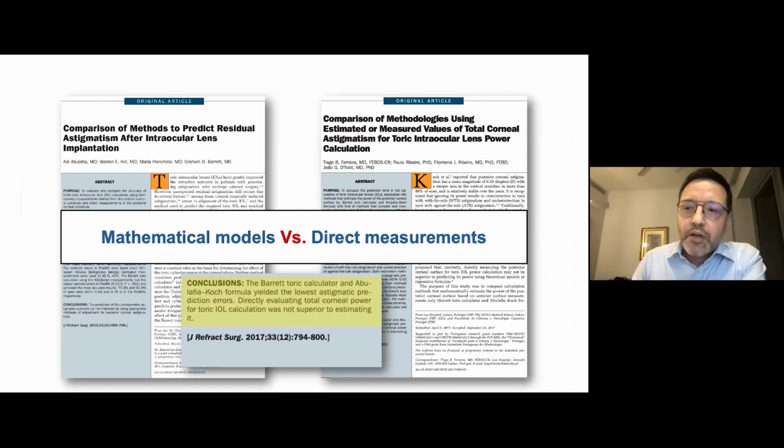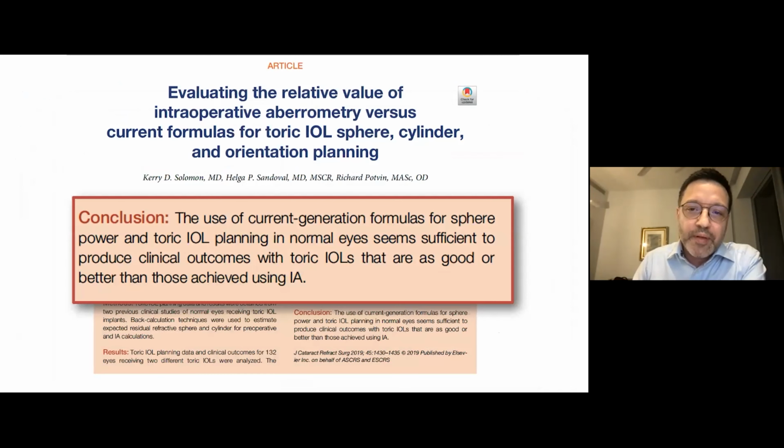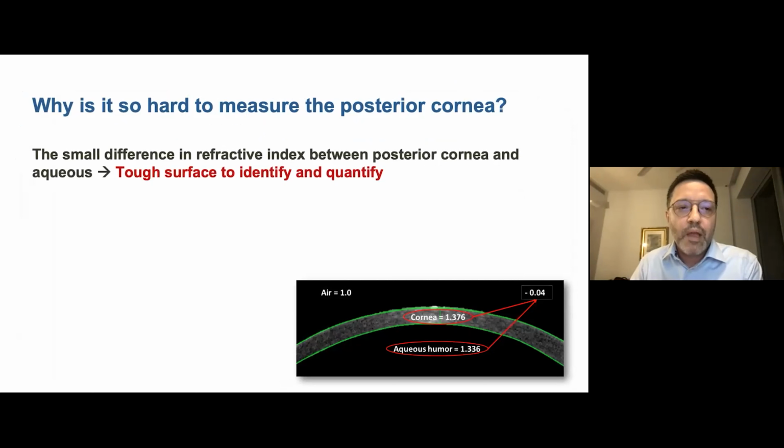But if we look at the current literature, it seems that mathematical models are more accurate as compared to direct measurements of the total corneal astigmatic power. And even intraoperative aberrometry seems to be no better than the mathematical models. So why is it so hard to measure the posterior cornea? Well, the small difference in the refractive index between the posterior cornea and the aqueous makes it a tough surface to identify and to quantify. And there's really no gold standard to validate our measurements.